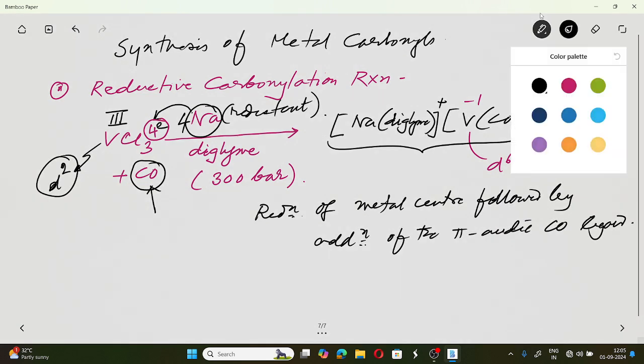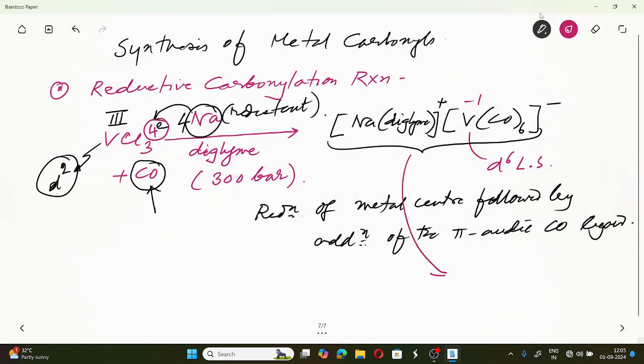And finally, upon treatment with H3PO4, this is converted to VCO6, vanadium hexacarbonyl. So this is a very famous reaction in reductive carbonylation. Vanadium trichloride being converted to vanadium hexacarbonyl. VCl3 থেকে দেখো VCO6 হচ্ছে, ঠিক আছে? Let us consider another example of this reductive carbonylation reaction.